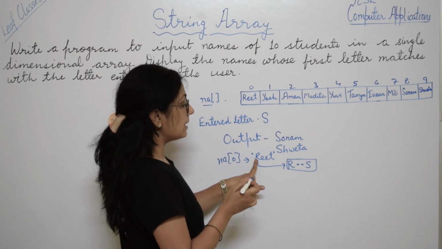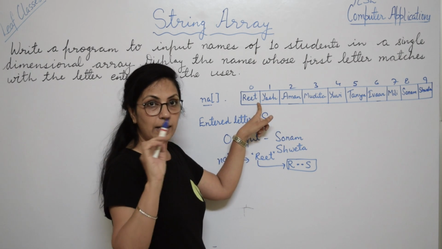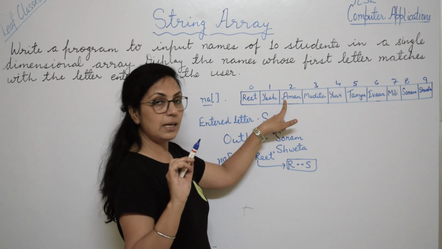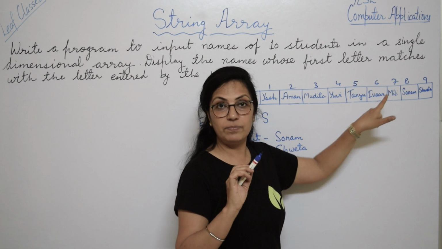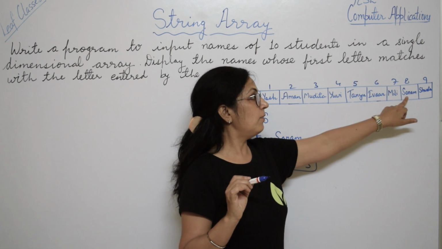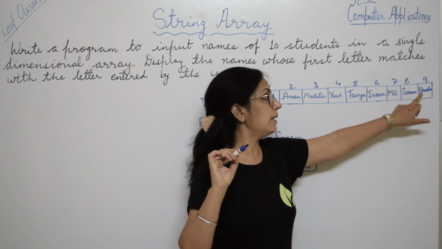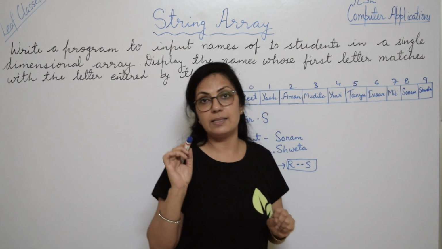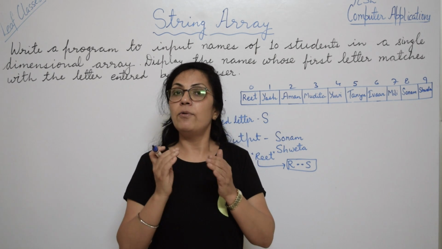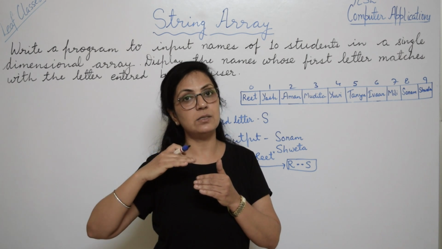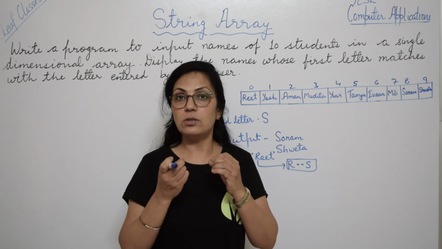So here R and S are not equal. Yash, first letter is Y and S not same, A and S not same, M and S not same, Y, T, I, M. These are not equal to S. Now when we move to this value, S and S are matching, right? Similarly, here also S and S are matching. So whenever we are getting a matching value, we will display that. Otherwise, without displaying, we will read the next array element. So this is the concept.